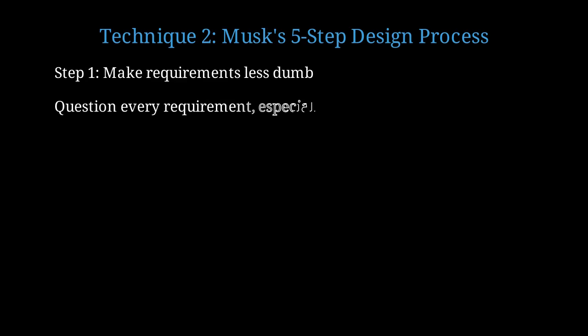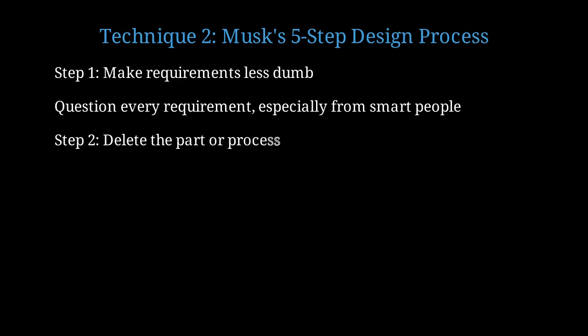Now let's look at Musk's 5-step design process. This is his systematic approach to engineering and manufacturing. Step 1. Make your requirements less dumb. Musk says every requirement should come with a name attached. If you can't name the person who made the requirement, it's probably not a good requirement. You must question every requirement, especially if it comes from a smart person. Smart people are the most dangerous because you're less likely to question them.